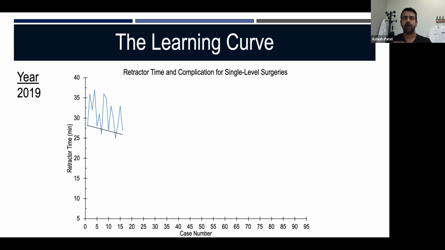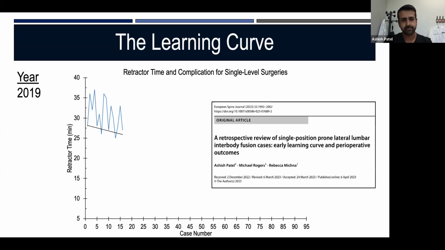When we first started, position is relatively intuitive, but there was a lot of nuance about: do I sit? Do I stand? Where's the surgical tech? Where do I place the articulating arm? What am I seeing? How do I stay safe? And you can see the retractor times when we first started were pretty high.